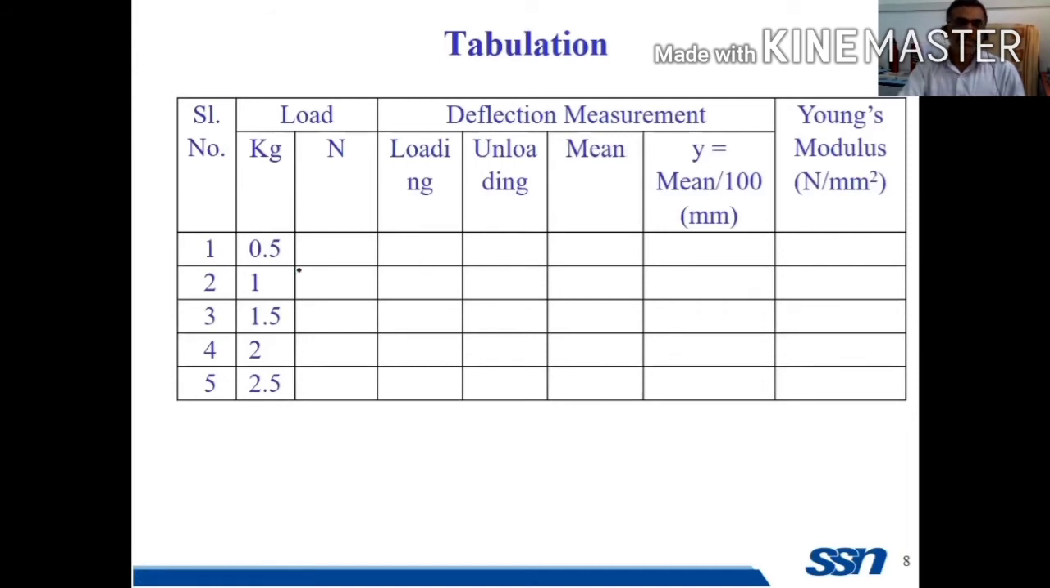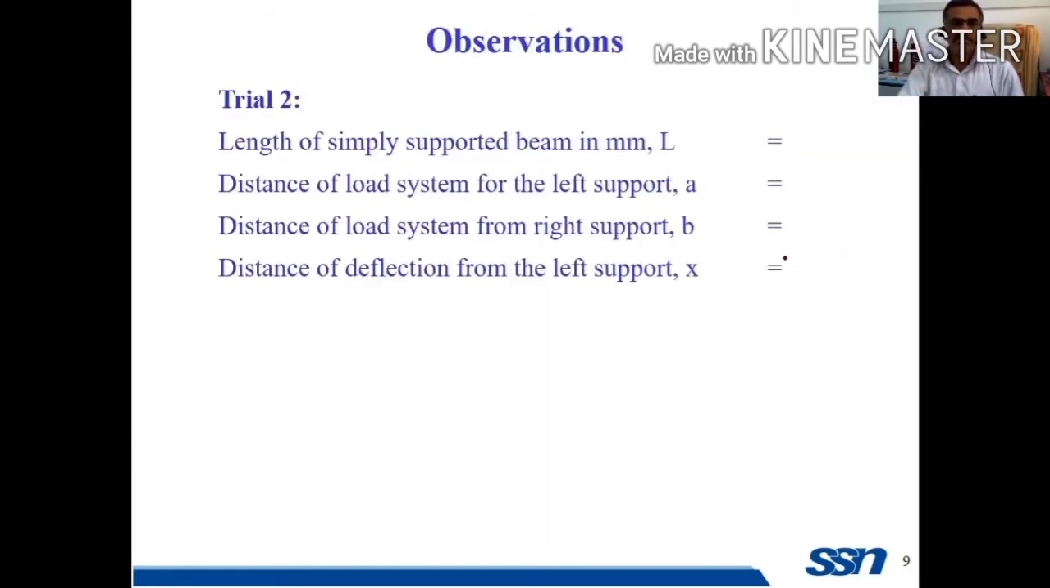And this is the tabulation. We have the loads in kg. You convert the load into Newton by multiplying with 9.81. During loading, you take the deflection. Similarly, you take the deflection during unloading. Then you take the mean value and divide it by 100, which gives the deflection in millimeters. Then finally, you find the Young's modulus using the equation given later.